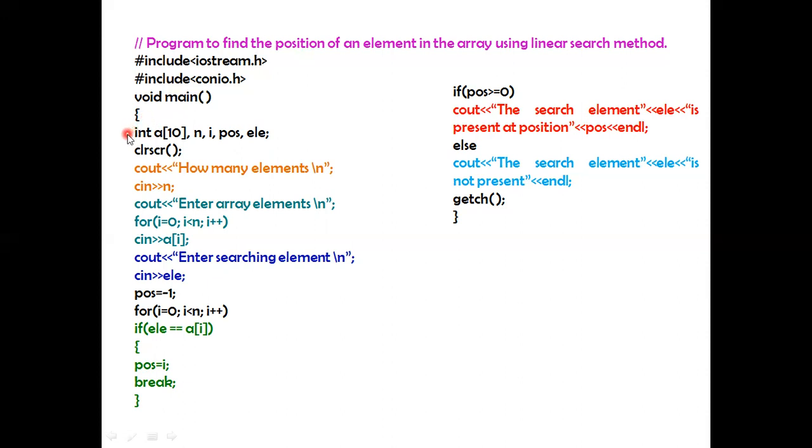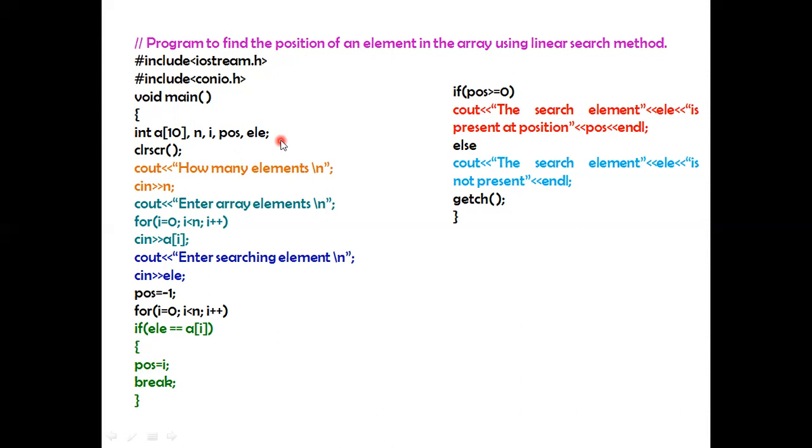Then comes the open curly bracket and some declarations of variables. Have a look at the variables: a of 10, n, i, pos, which stands for position, and ele, which stands for element, that is nothing but the searching element. a of 10 is a one-dimensional array. In our previous video, we discussed arrays in the program to find the sum and average of n numbers. An array is a collection of elements having the same name and same type. There are three different types of array: one-dimensional array, two-dimensional array and multi-dimensional array.